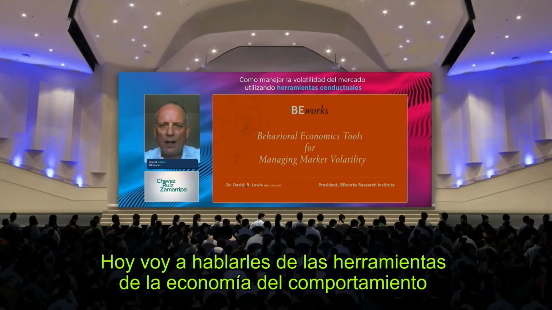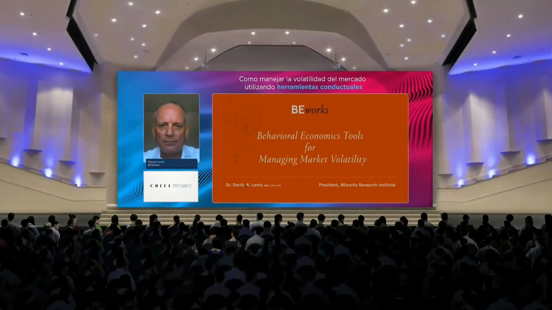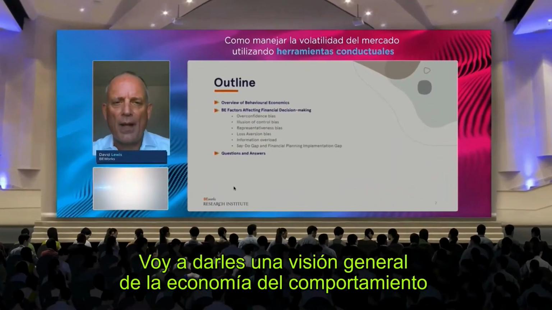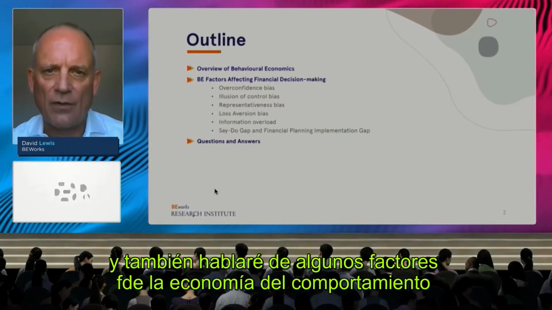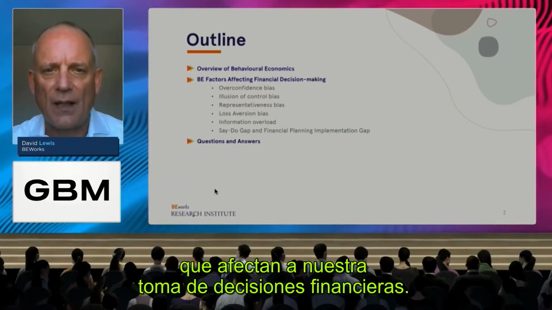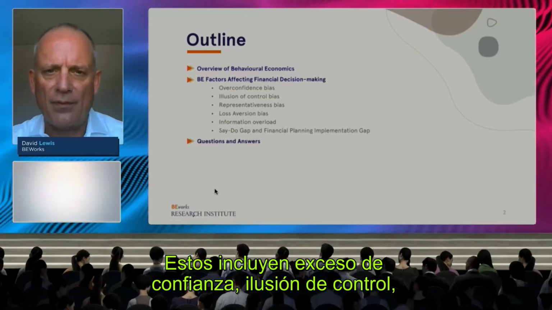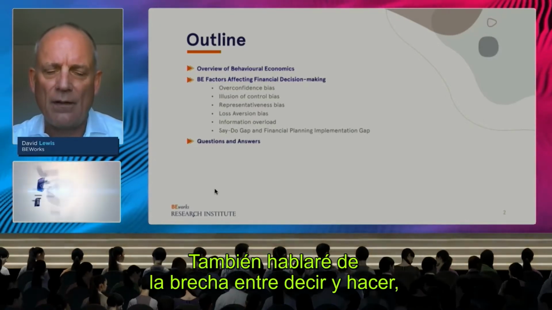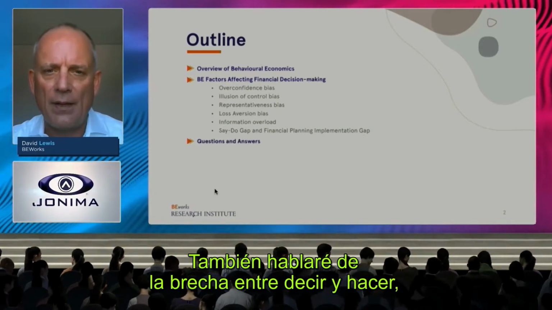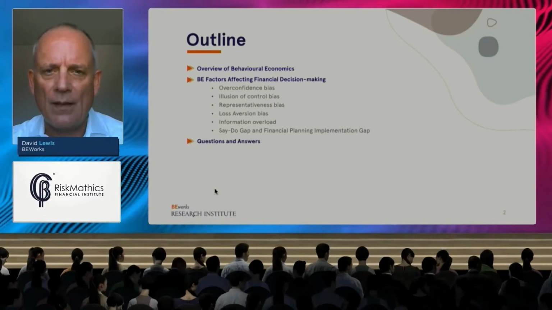Today I'm going to talk to you about behavioral economics tools for managing market volatility. I'm going to give you an overview of behavioral economics and also talk about some of the behavioral economic factors that affect our financial decision making. These include overconfidence, illusion of control, representativeness, loss aversion, information overload, and I'll also talk about the say-do gap that can get in the way of implementing advice.